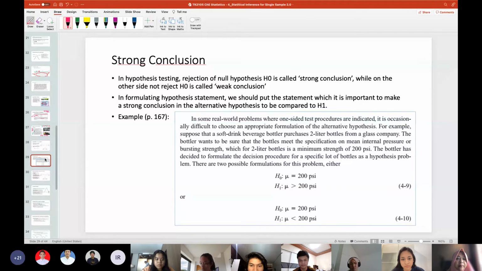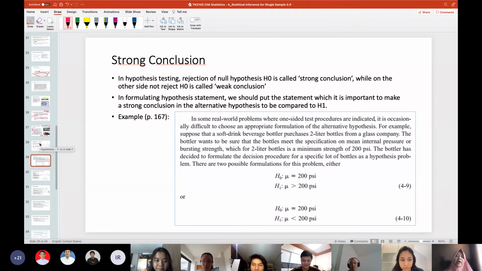Maybe Pak Miki wants to explain with a nice explanation about the wrong conclusion, Pak Miki. Hello, Pak Miki, are you there? Okay, anyway, I'm going to explain.